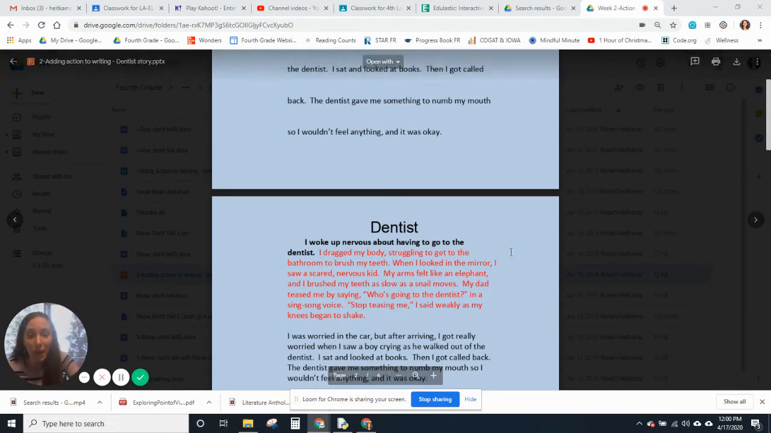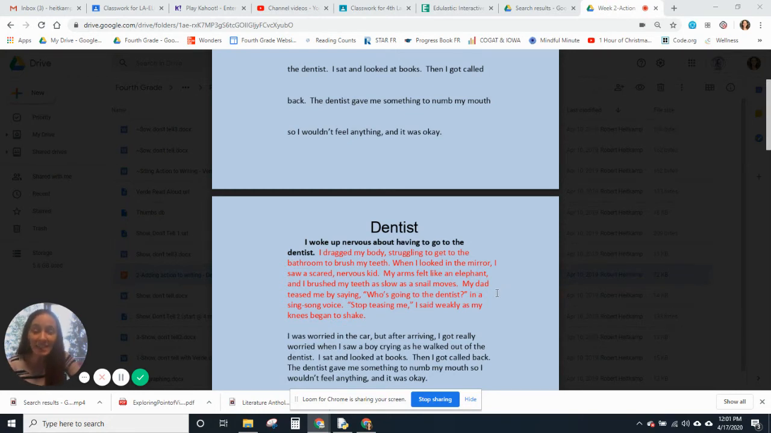I dragged my body, struggling to get to the bathroom to brush my teeth. When I looked in the mirror, I saw a scared, nervous kid. My arms felt like an elephant, and I brushed my teeth as slow as a snail moves. My dad teased me by saying, "Who's going to the dentist?" in a sing-song voice. "Stop teasing me," I said weakly as my knees began to shake.